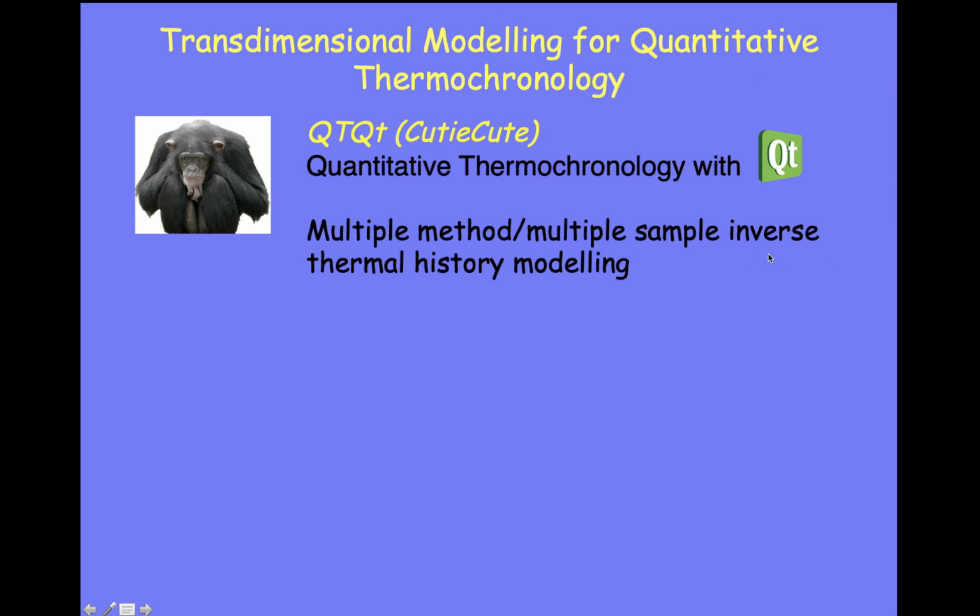The idea in QTQt is we can have multiple samples with multiple data types, multiple methods, for example, fission track analysis, helium diffusion, argon, various different types of data. And we try to understand the thermal history contained in those data, either by inverse modeling, but we can also use forward modeling. And in fact, in practice, perhaps a combination of those two is the most useful approach to take.